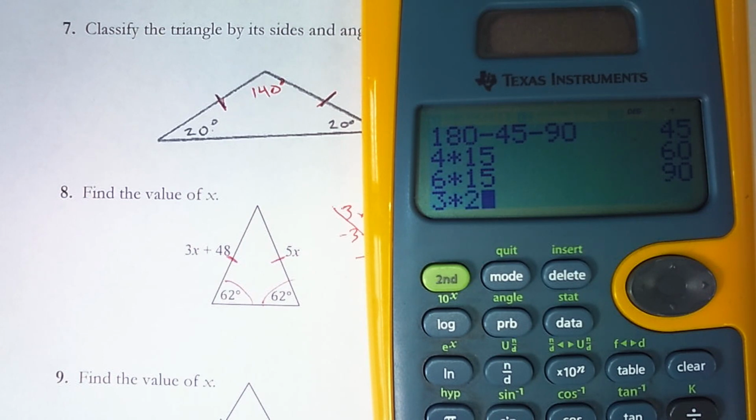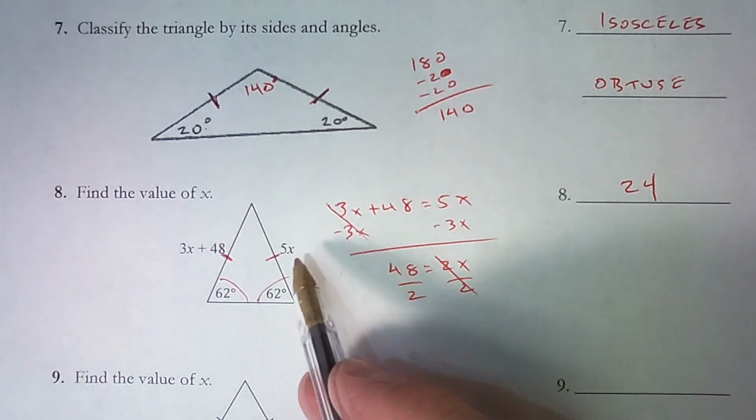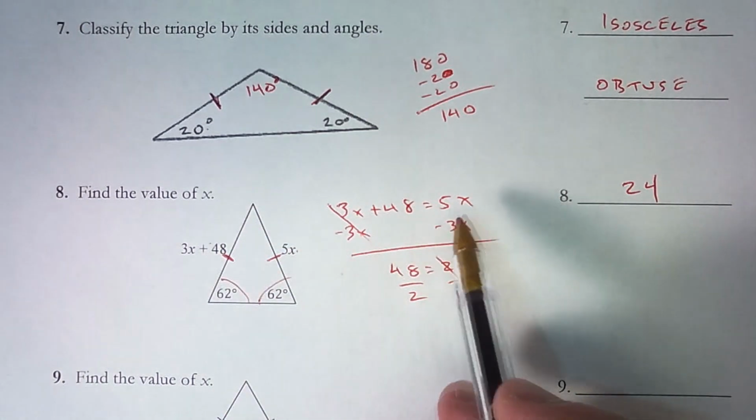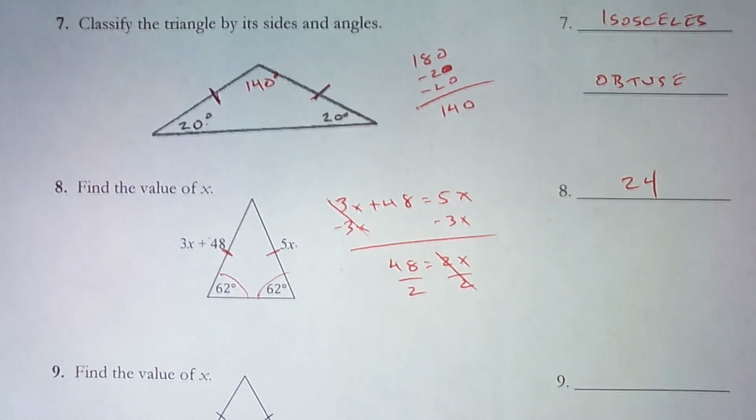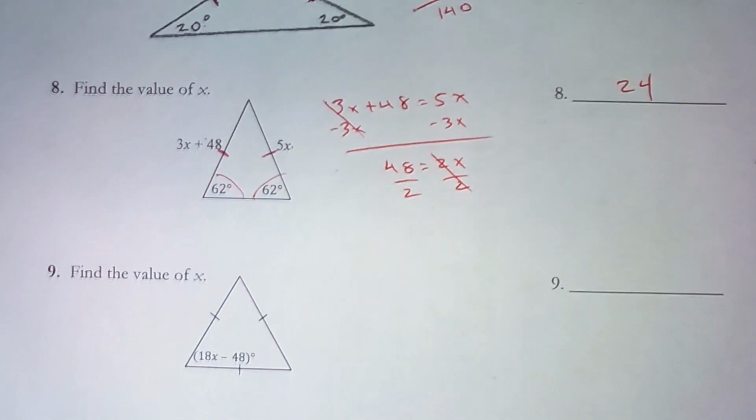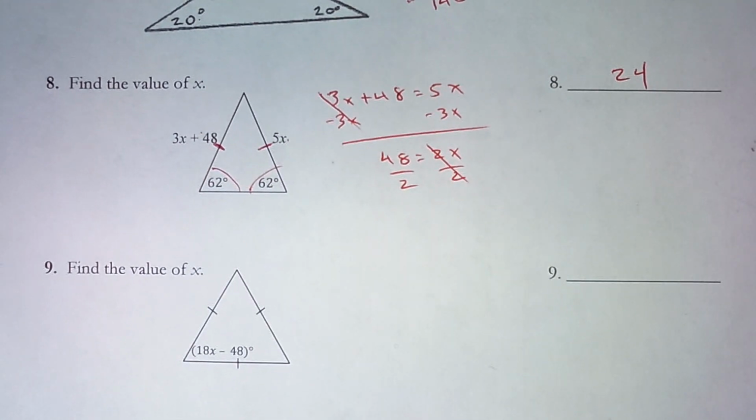Now let's just check that. 3 times 24 plus 48 is 120. 5 times 24 is also 120. Okay, so if x is 24, these two sides are in fact congruent, so that means this is the correct answer.